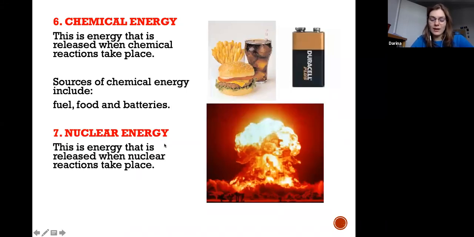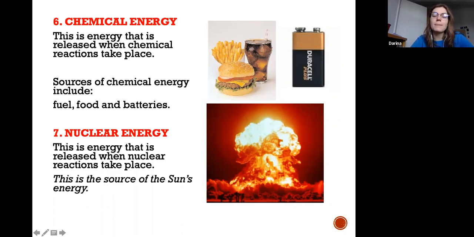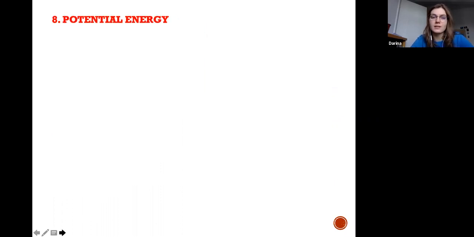Next, as mentioned, we do have nuclear energy. This is energy that is released when nuclear reactions take place. If you have gotten that far in the topic yet, nuclear fusion is how the sun burns. So this is the energy that is the source of the sun's energy itself.